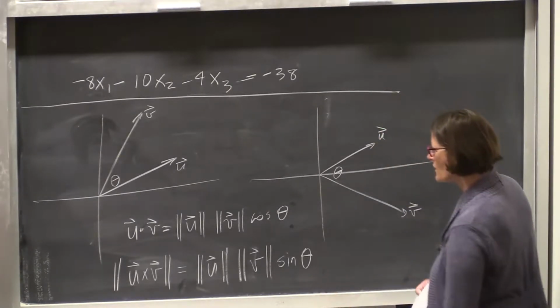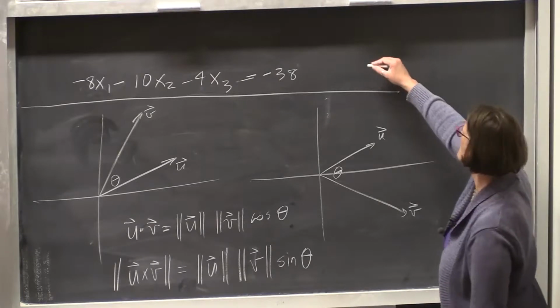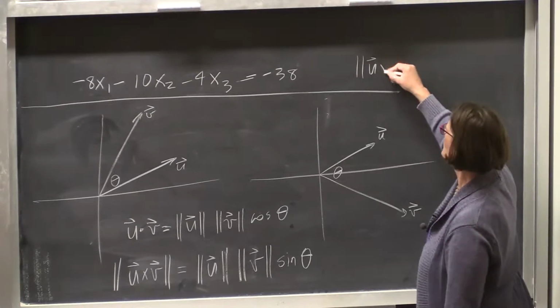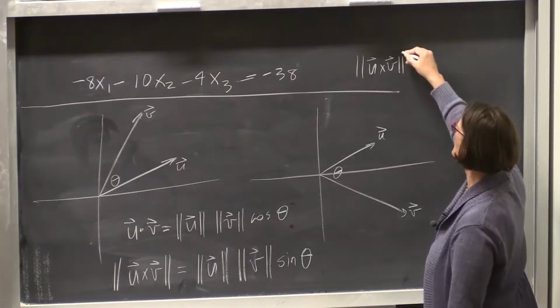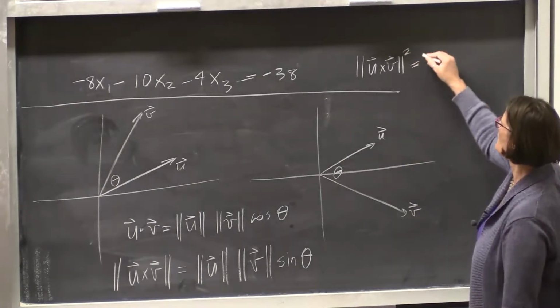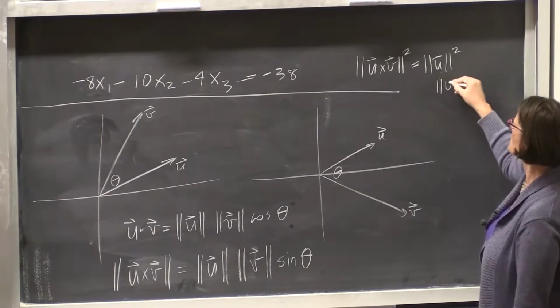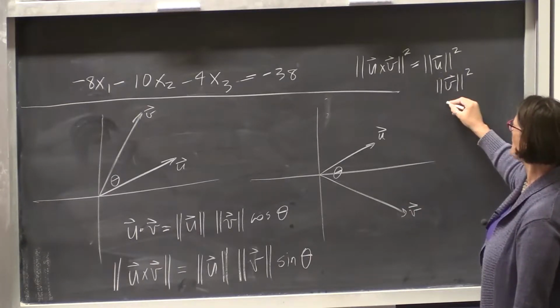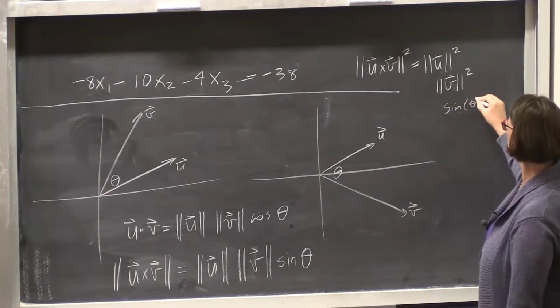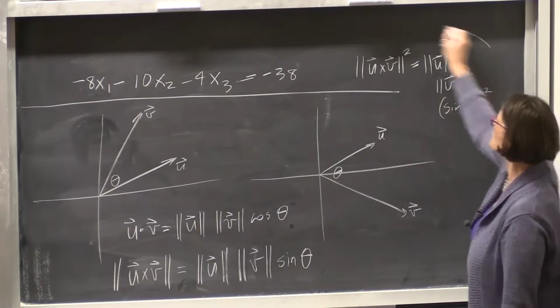Now, the way they do this in the book is they actually compute u cross v. They compute the square of the length, and they find that it's equal to the square of the length of u times the square of the length of v times sine of theta squared. This is what they do in the book.